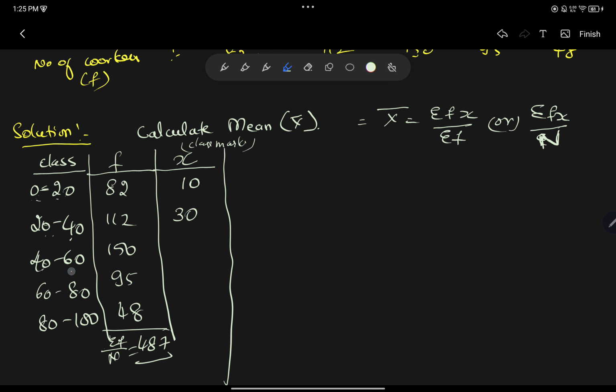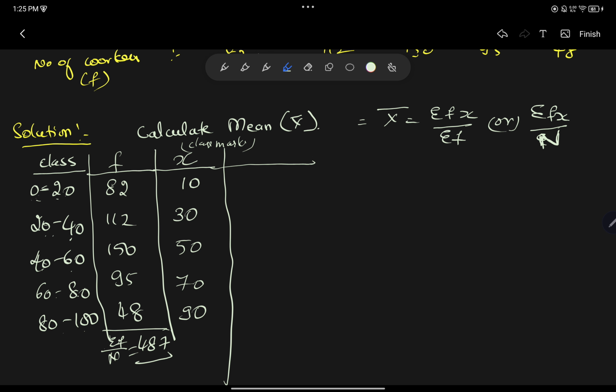40 plus 60 is 100, divided by 2 is 50. 60 plus 80 is 140, divided by 2 is 70. 80 plus 100 is 180, divided by 2 is 90. Now we have got x also.